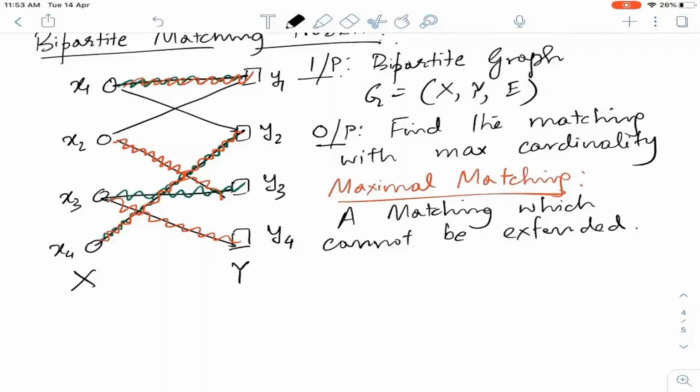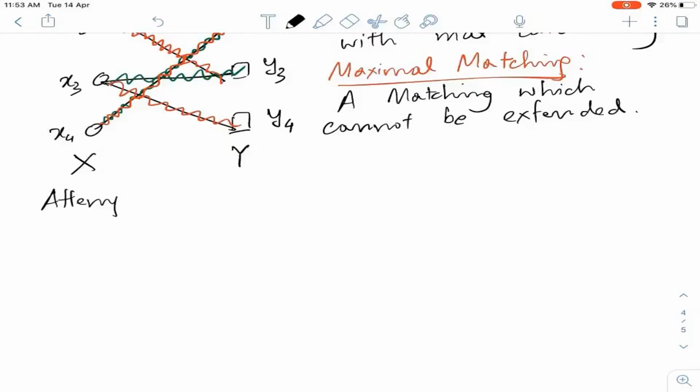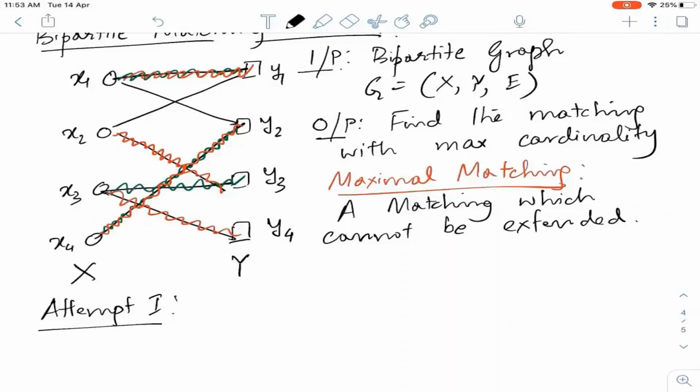Greedy. So whoever answered greedy, can you spell out what a greedy algorithm could be in this case? So attempt 1 is greedy. Can anyone tell me what could be a natural greedy algorithm to solve this problem? Take the lowest degree vertices. Yeah, that's a good point.